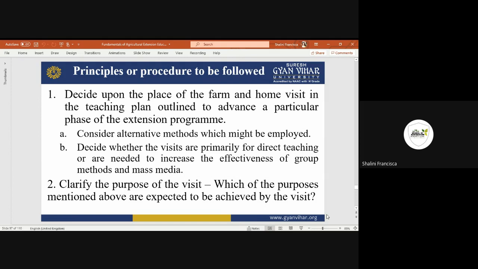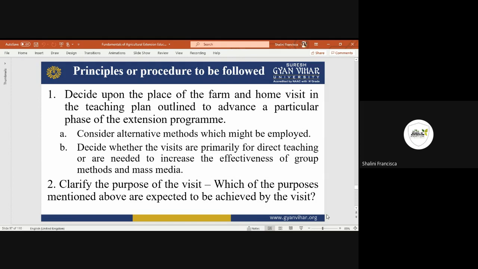Then the second point, part B, is to decide whether the visits are primarily for direct teaching or to increase effectiveness. So if this method is okay, or you need to understand the common problem and make a group, and solve it as a group problem, understanding from the individual visits.